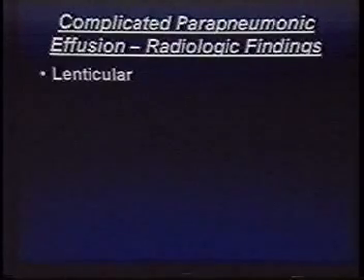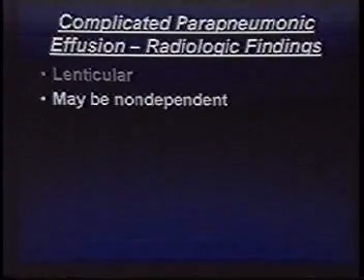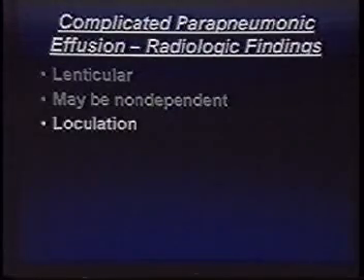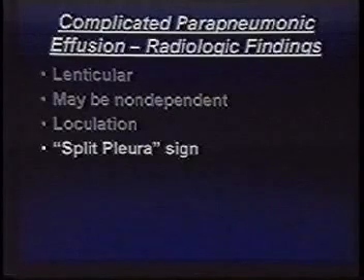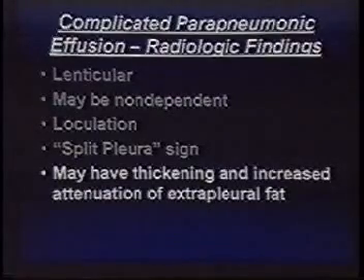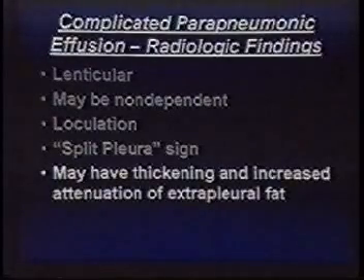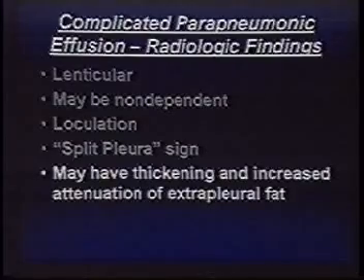Radiologically, complicated parapneumonic effusions are usually lenticular in shape, may be non-dependent, demonstrate loculations, show the split pleura sign, where the enhanced and thickened layers of the pleura are separated by the fluid, and can have thickening and increased attenuation of the extrapleural fat because of the inflammatory response.